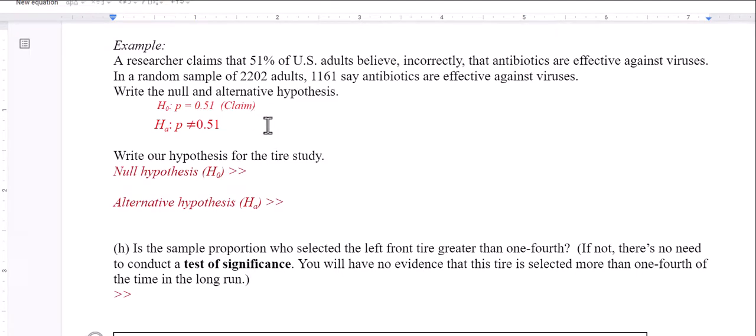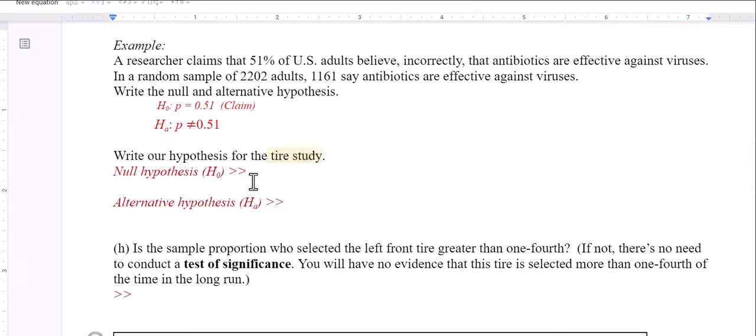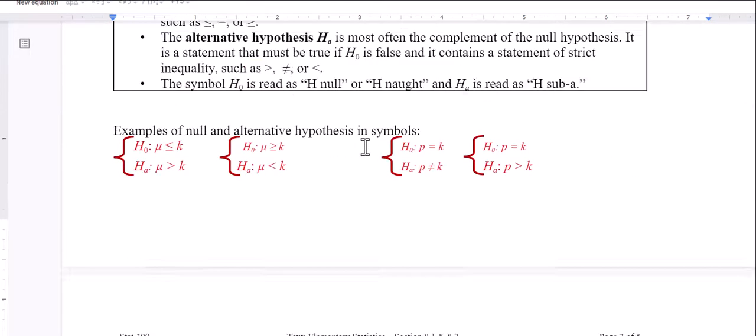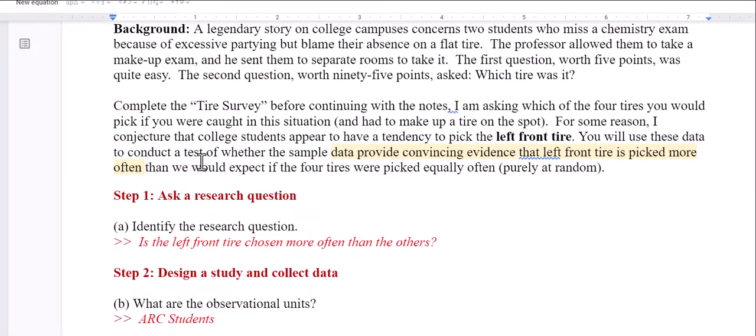So that's an example. The main thing when writing your hypothesis is being able to decipher which one is the parameter and which one is the statistic, and be sure that your null and alternative are written about the parameter. So going back to our tire study, let's write our null and alternative hypotheses. So let's go back and see the claim. We want to conduct a test of whether the sample data provide convincing evidence that the left front tire is picked more often than we would expect if the 4 tires were picked equally often.